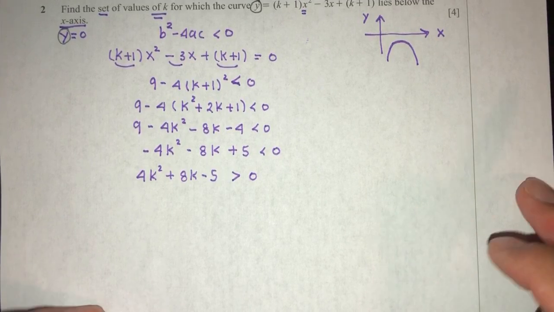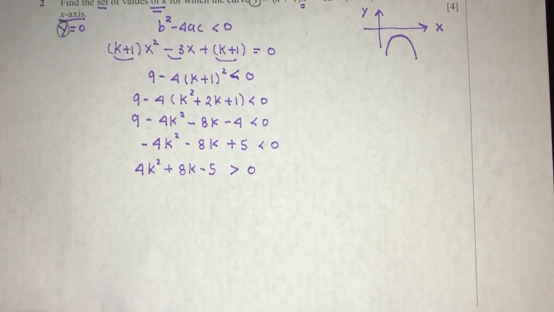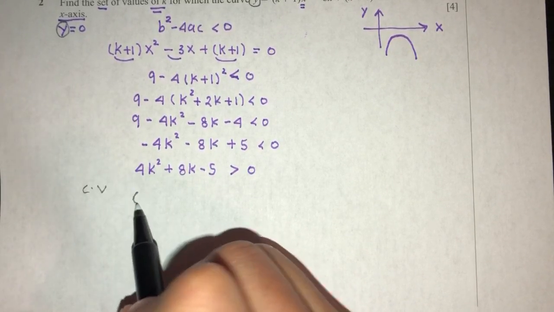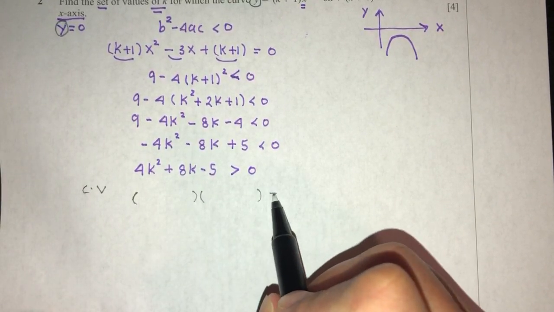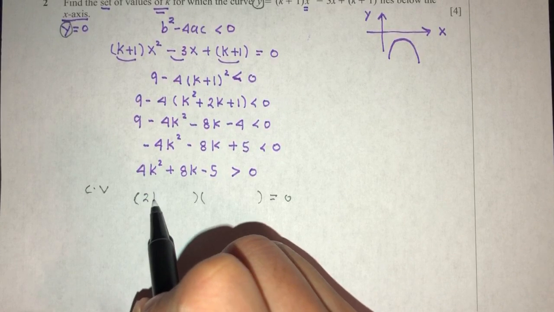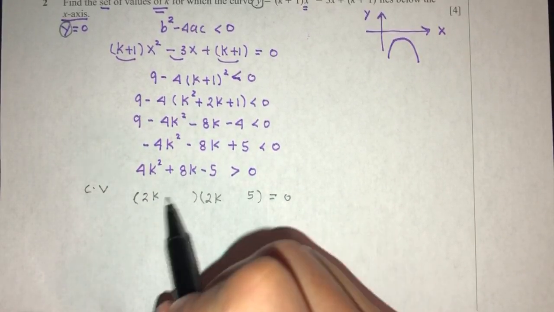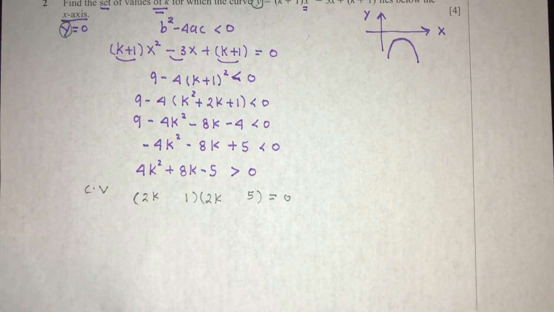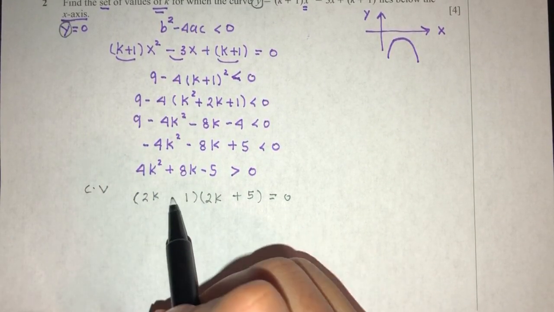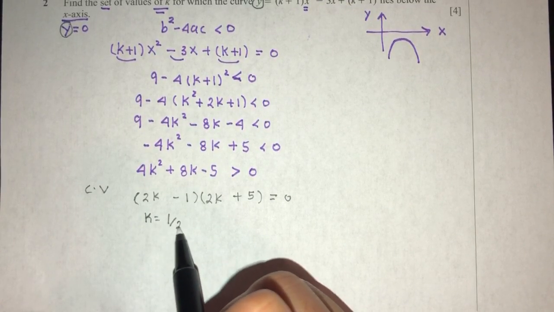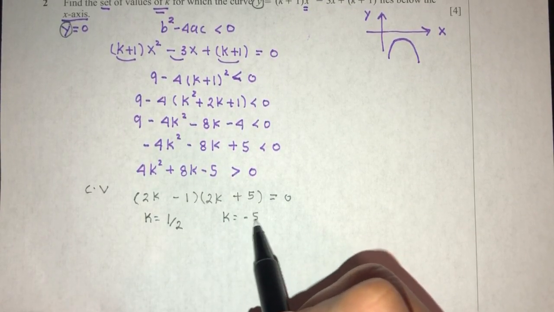So as you can see, we have done this many times before. To solve this, we must first find the critical values. So factorize and then equate to 0. That will be 2k, and 5 will be 5 times 1. To get plus 8, we have to have plus 10 and minus 2. So k can be the value of half, and k can be the value of minus 5 over 2.